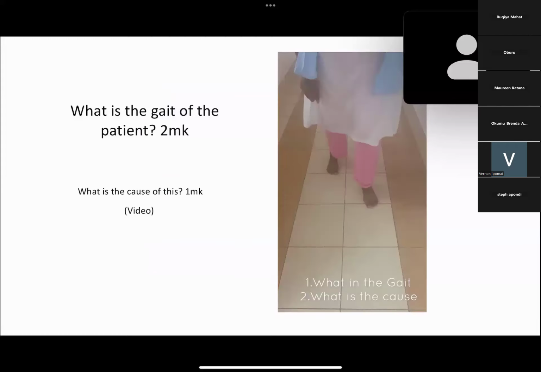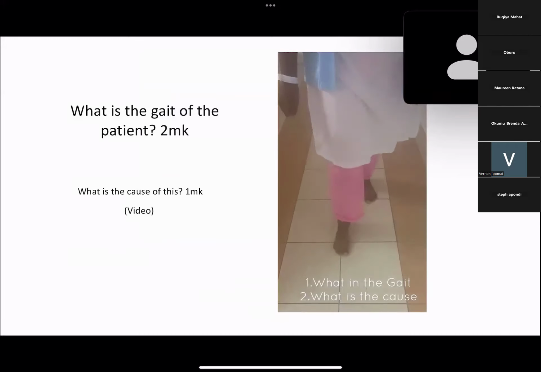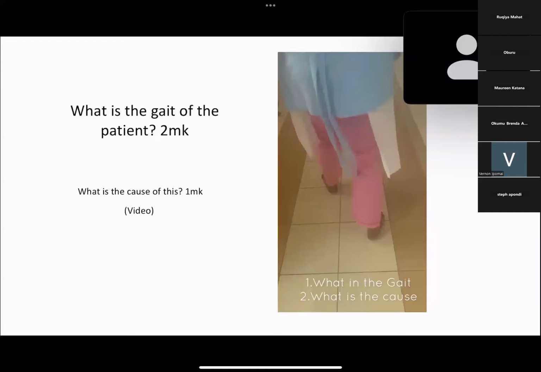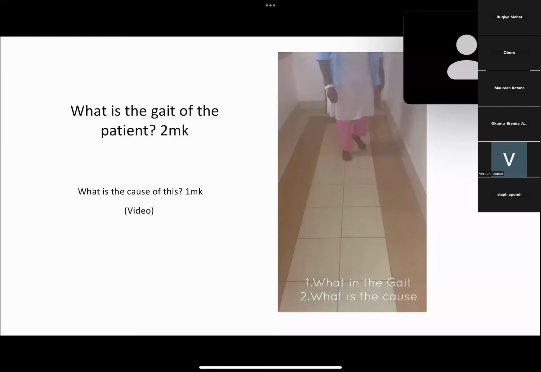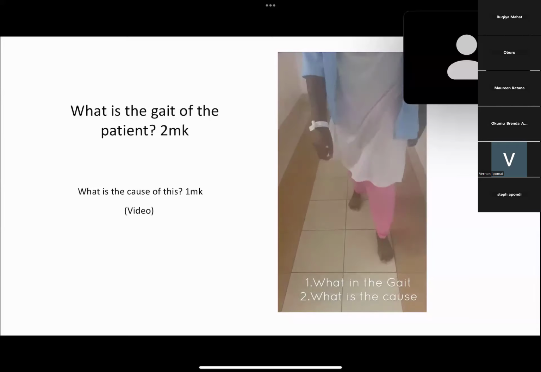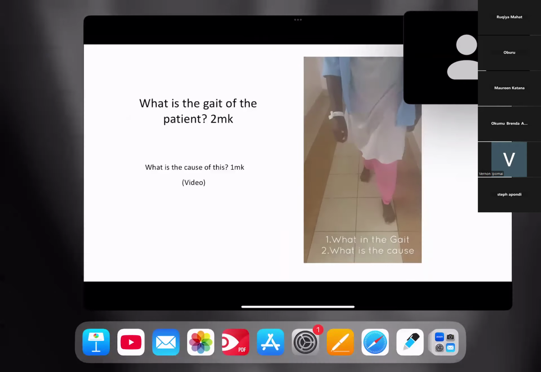Okay. This is a child that I operated on a few years ago. Somebody tell me what the issue is here. Is that the high steppage gait? This is a high steppage gait, okay? And you can have a number of gaits, okay? Please make sure you've gone through all those gaits.